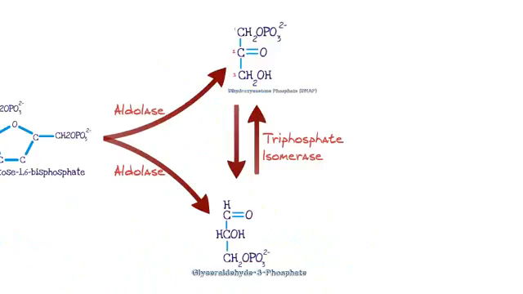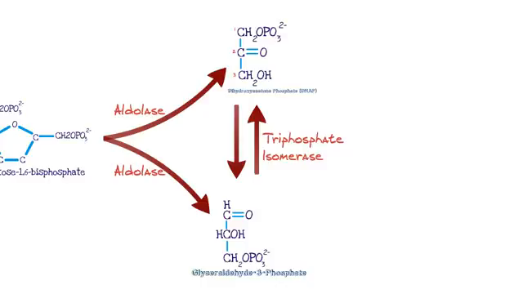So the body regulates how much glycolysis occurs partly in utilizing this step. If too much glycolysis occurs, this reversible reaction favors dihydroxyacetone phosphate, almost to act like a brake on glycolysis. But if the body requires energy, it's going to promote the production of glyceraldehyde 3-phosphate.